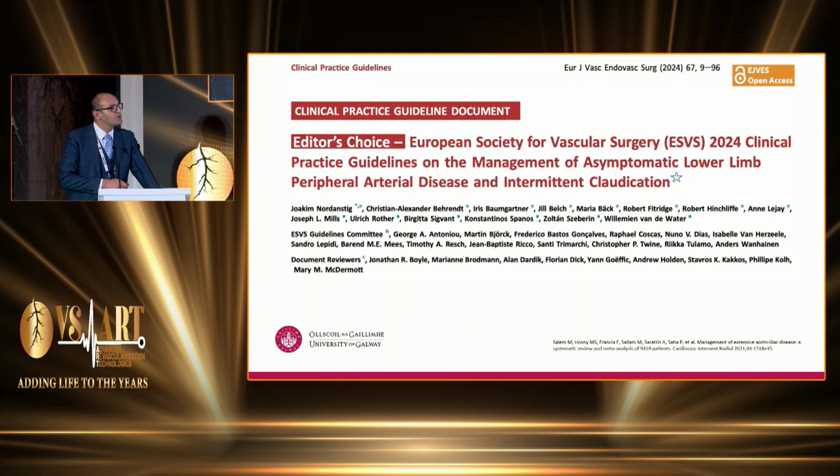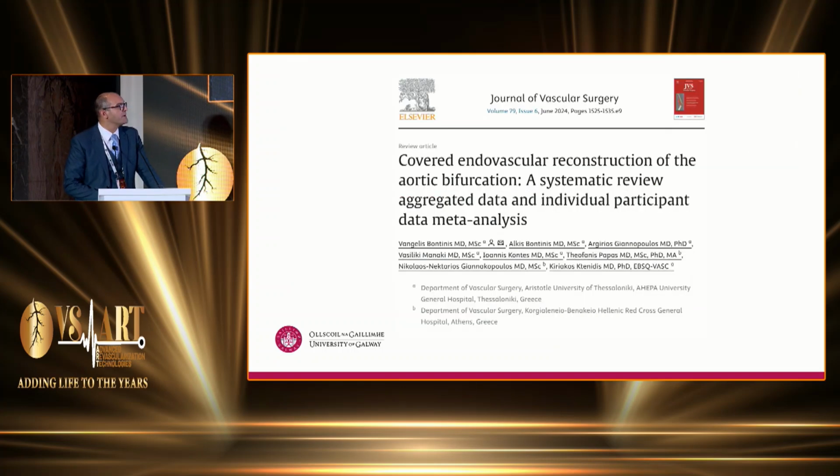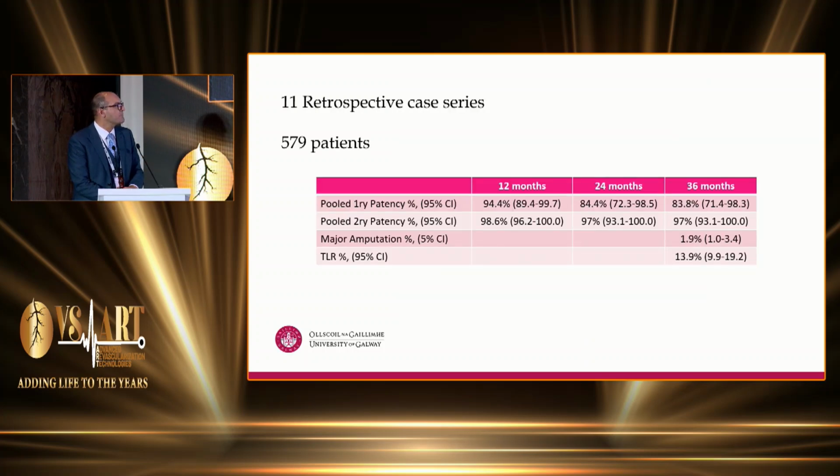And again, you might notice an ever so slight change in the wording of the newer guidelines compared to the 2017 ones, where now when we're recommending open surgery, we're looking at people not just that are fit, but people who are considered low risk with long life expectancy, if you are going to consider open repair. And finally, there's a more recent systematic review, just published last year, only looking at CRAB, and the pooled secondary patency rates at 36 months were 97% as well.